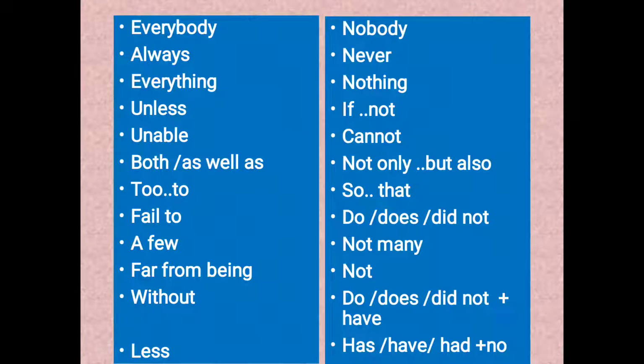The too to type of construction becomes so that type of construction in a negative sentence. Fail to becomes do, does, did not. Again, it depends on the type of tense that comes in the given sentence. Then a word, a few becomes not many. Far from being, instead of that you can use only just not. Without becomes do, does, did not, have. And then less becomes has, have, had plus no.